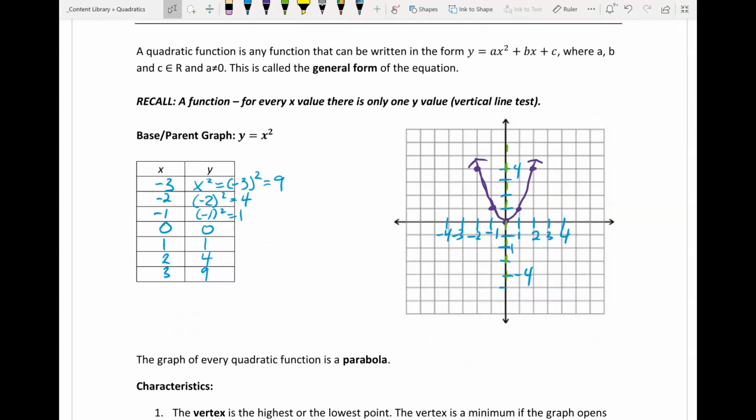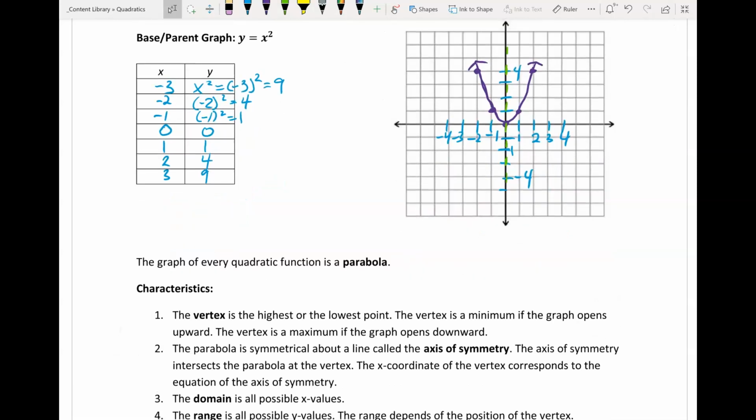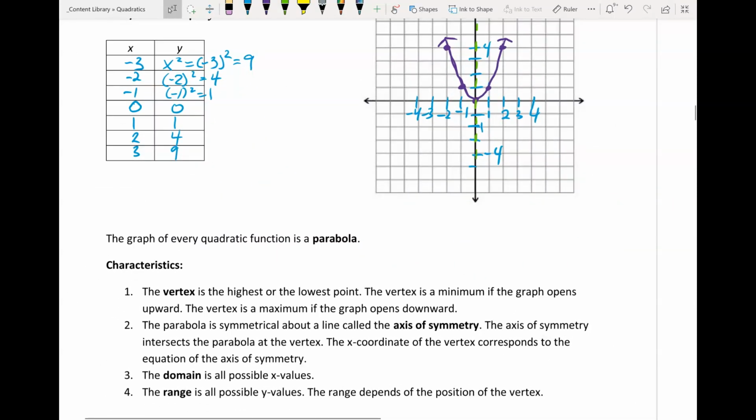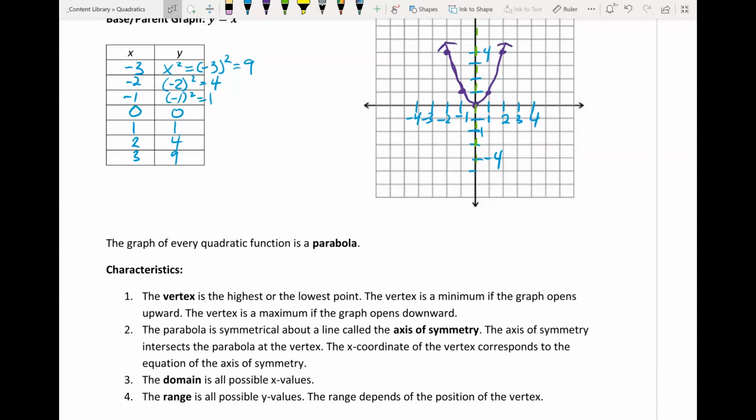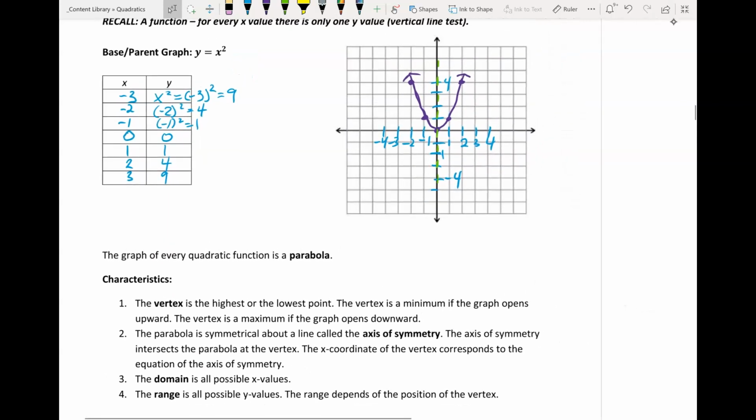And I've been using the word parabola because every quadratic function is a parabola. You can interchange those terms. You can call it quadratic function or you can call it parabola. So here are some fun characteristics. The vertex is a highest or lowest point. The vertex is a minimum if the graph opens upward, and the vertex is a maximum if the graph opens downward.